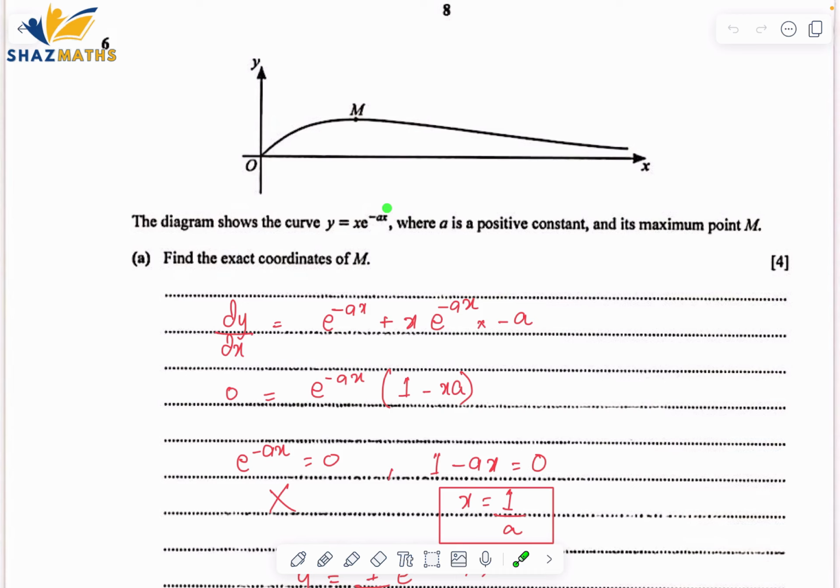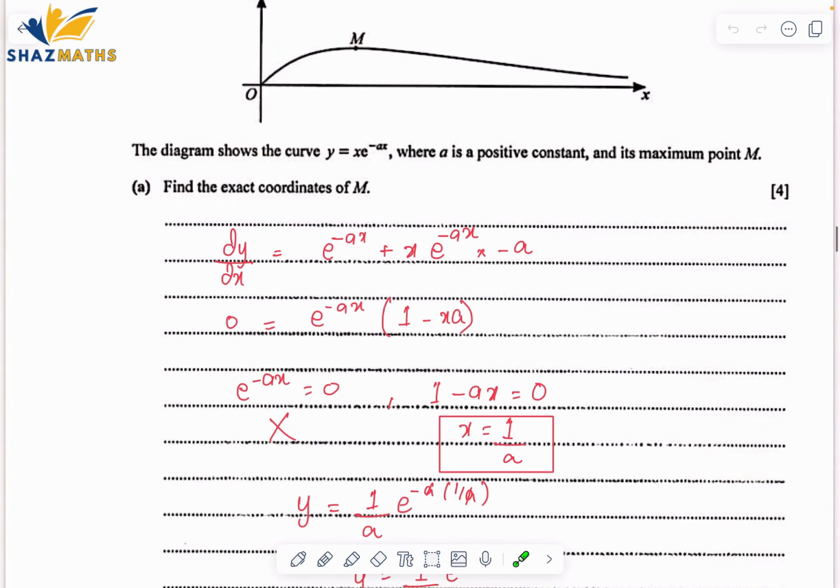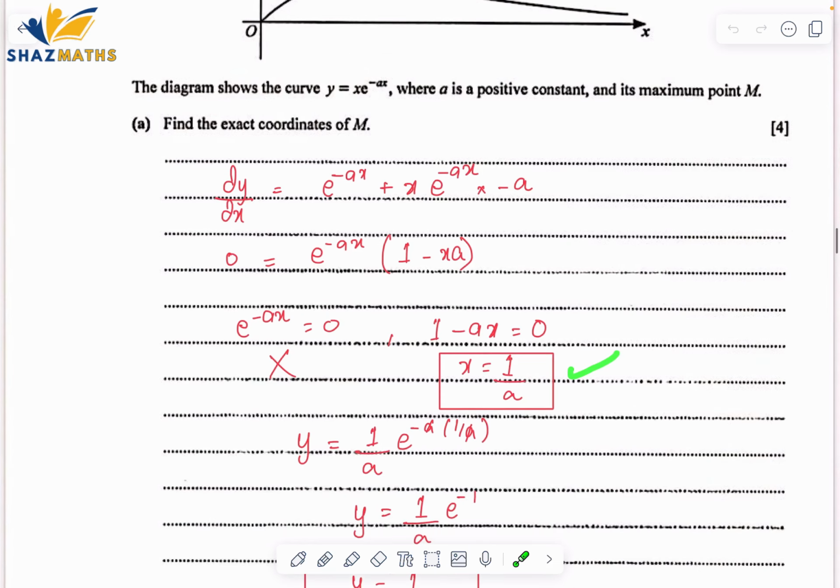Since x and e to the power minus ax are being multiplied, we'll apply the product rule again. It will become e to the power minus ax plus x e to the power minus ax multiplied by minus a. Equated to 0, we'll take e to the power minus ax as common. We'll put both of these factors equal to 0 one by one and we'll find the value of x, which will be 1 by a.